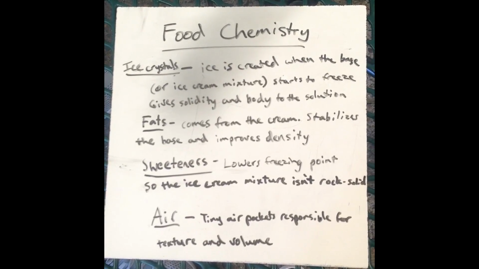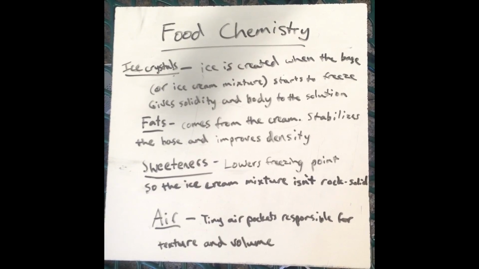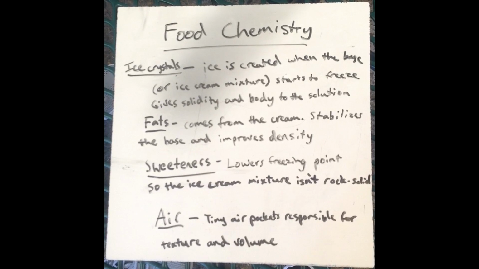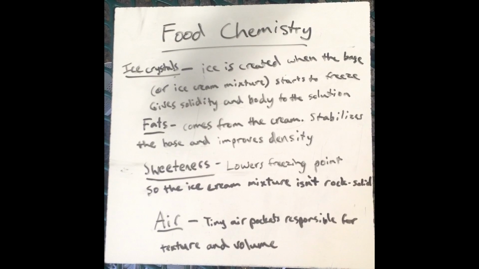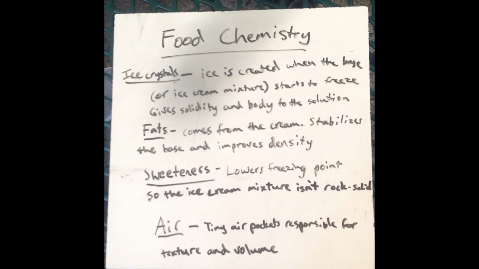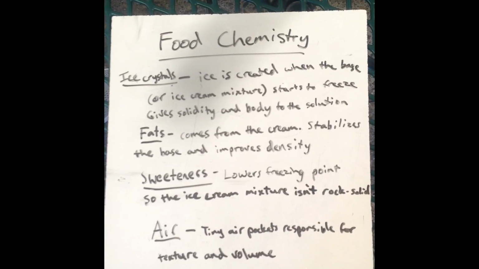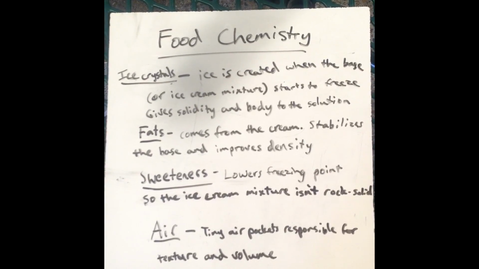Next is sweeteners, and the sweeteners obviously are from sugar. Sweeteners are important because they lower the freezing point, so the ice cream mixture isn't rock solid. It's creamy and you can spoon it out. It's not like a rock. And then lastly, we'll talk about air. Air is obviously the most abundant ingredient in the ice cream that we're making, and the tiny air pockets that are formed in the ice cream are responsible for the texture and volume. So when we talk about airy ice cream, we talk about those tiny air pockets.